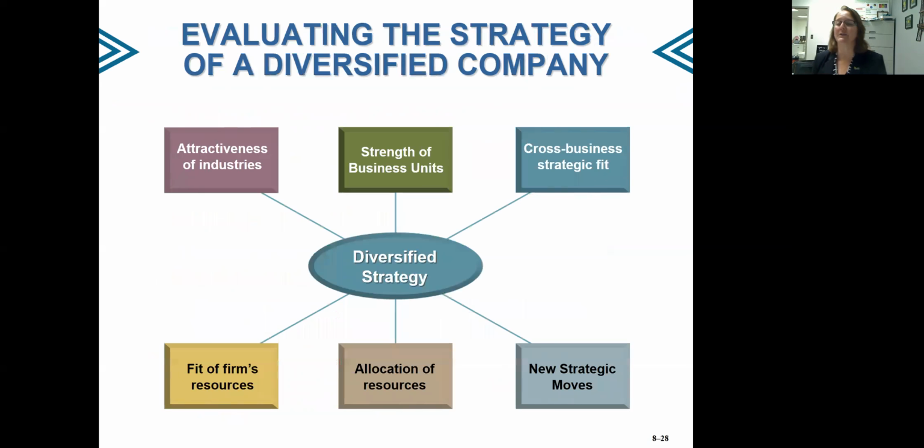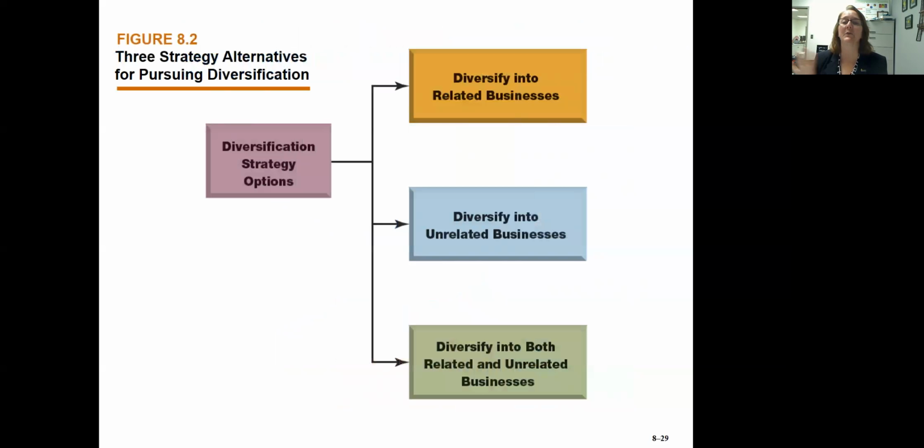So your diversified strategy, okay? When a company is diversified, you want to look at the attractiveness of the industries, the strength of each of its business units, the cross-business strategic fit from one product line to the other, new strategic moves, allocation of resources, and fit of the firm's resources. So three alternatives to pursuing diversification: you can diversify into related businesses, into unrelated businesses, and into both.